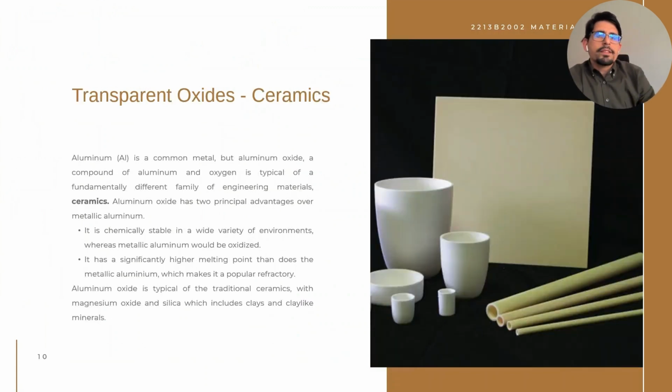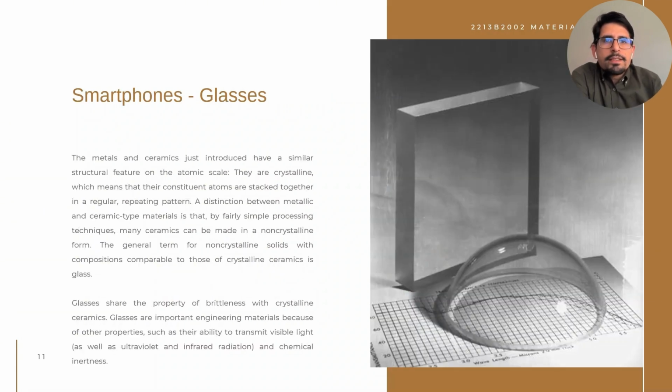Unlike metals, ceramics such as aluminum oxide have distinct properties that make them valuable in engineering applications. Ceramics are chemically stable, have high melting points, and can withstand harsh environments. This makes them ideal for applications such as insulators and optical coatings. A key distinction between metals and ceramics is that ceramics are generally brittle, meaning they break rather than deform under stress.